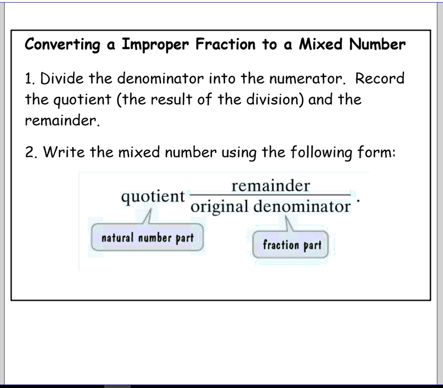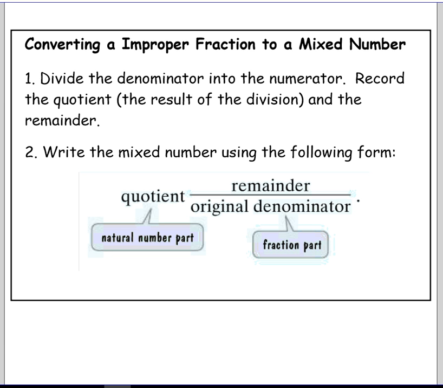Now let's look at doing the opposite. Let's try converting an improper fraction into a mixed number. This also has 2 steps. First, we're going to divide the denominator into the numerator, and then record the quotient, which is the answer of a division problem, and the remainder, what's left over.